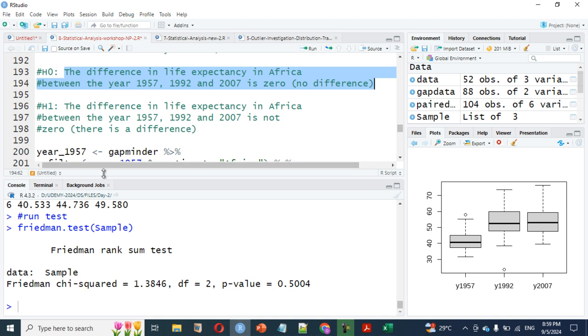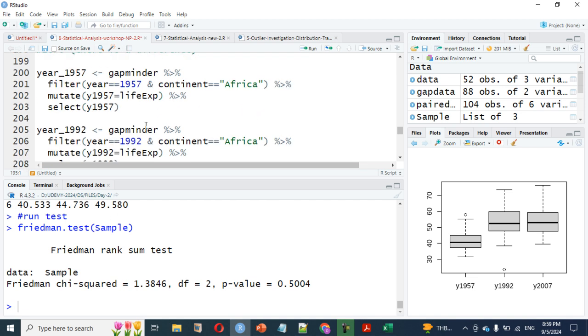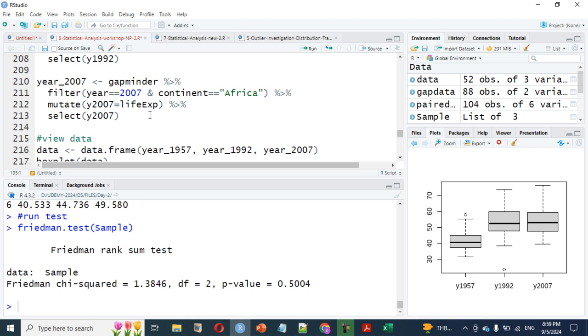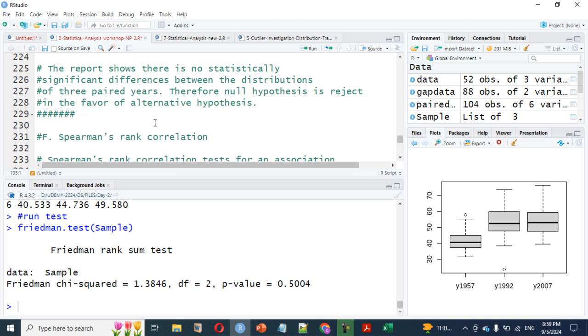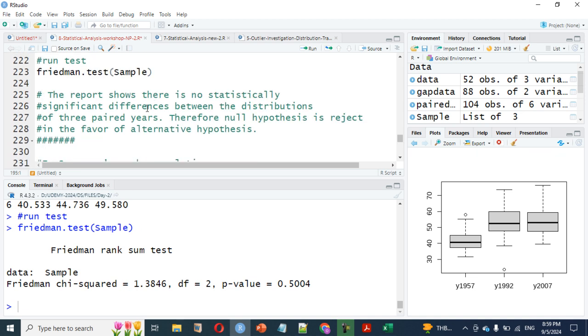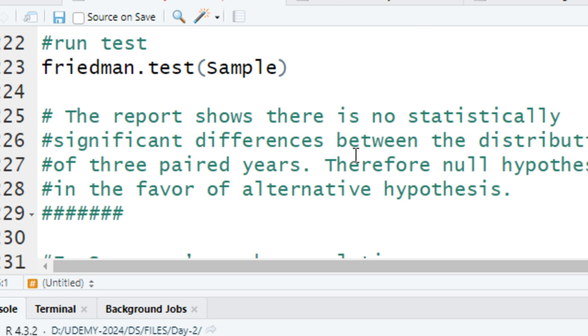It means there's no difference in life expectancy using a Friedman test. It means the mean of the ranks are equal. No difference for these years in Africa; they are equal. So that is exactly what it's saying. The report shows that there is no significant difference between the distributions of the three years. Therefore the null hypothesis is not rejected, in favor of the alternative hypothesis. So I think that one is simple enough to follow.